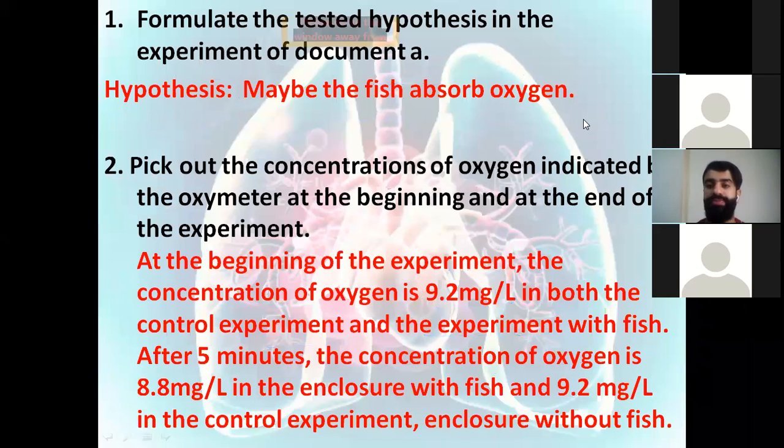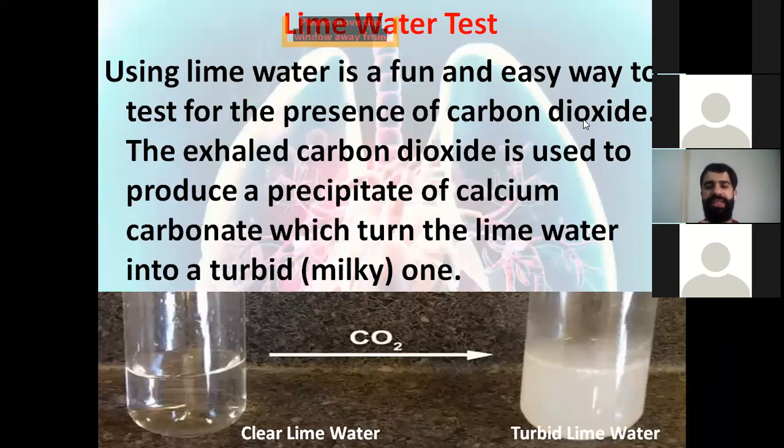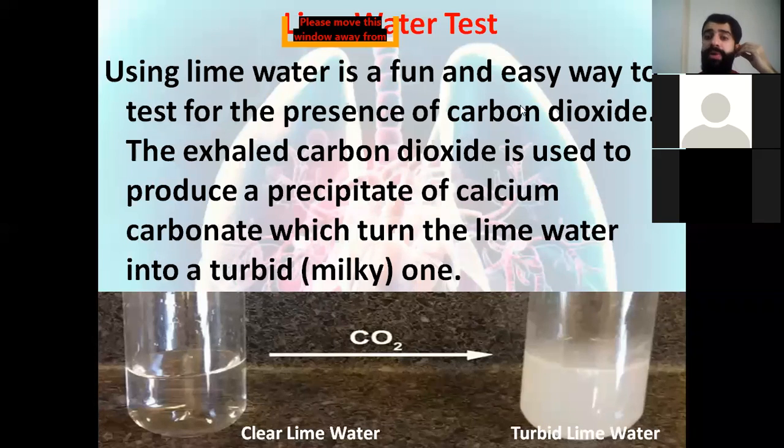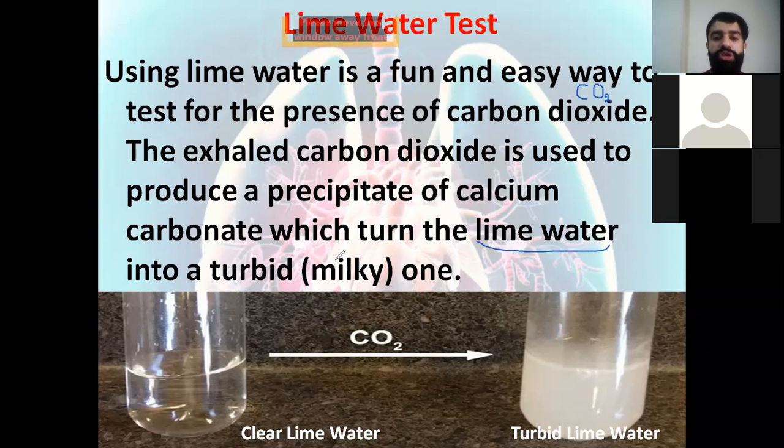Okay, let's continue here. So, the lime water test. Please, anyone who unmuted yourself, mute yourself, please. The lime water test is a fun and easy way to test the presence of carbon dioxide. What is the formula of carbon dioxide? CO2. So carbon dioxide will produce a precipitate. This precipitate will be at the bottom of the tube. This will turn the lime water turbid, or milky.